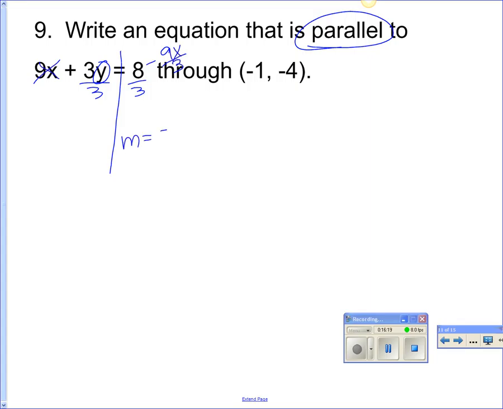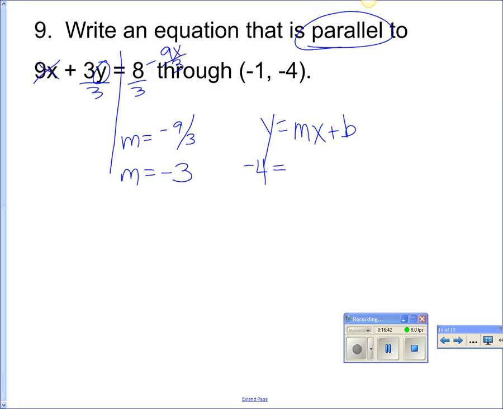-9/3. I saw several papers that left it like this, and that's okay, but if it's a multiple choice question, they're going to simplify that. What is 9 divided by 3? 3. So on a multiple choice question, they're going to have -3 instead of -9/3. Okay? All right. Y equals mx plus b is your next step.